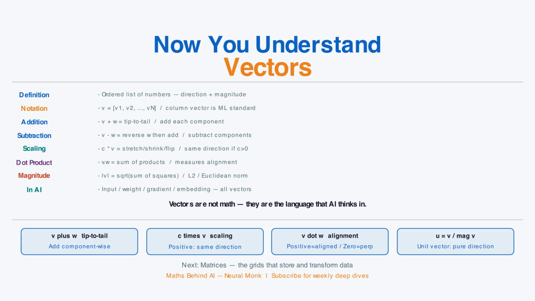Next up in our Maths Behind AI series, matrices. If vectors are arrows in space, matrices are the rules that move that space.